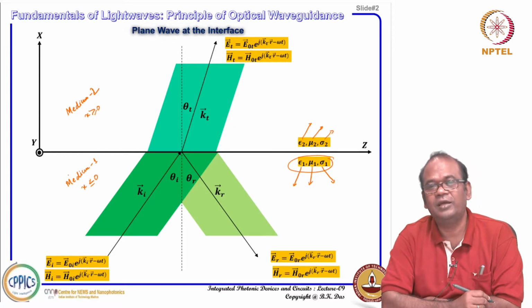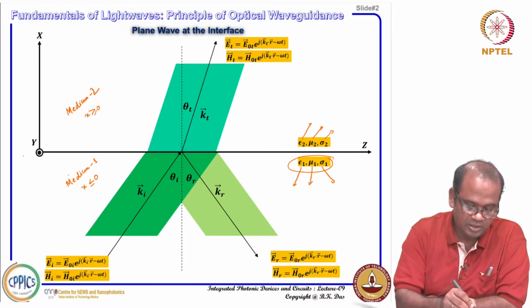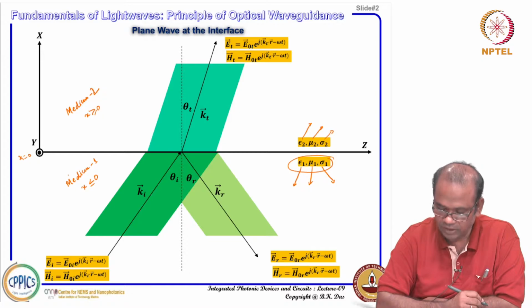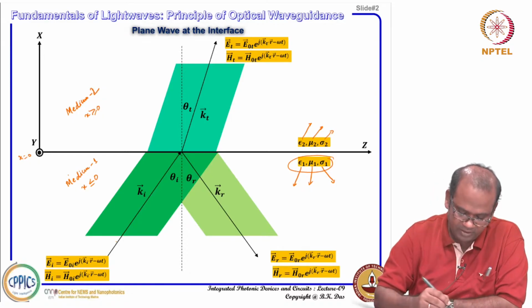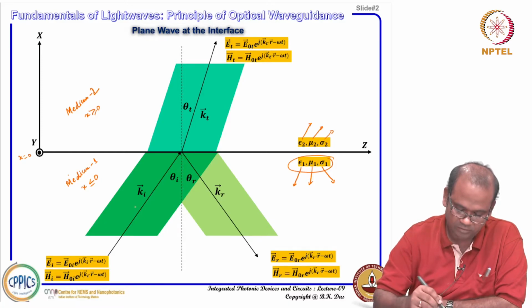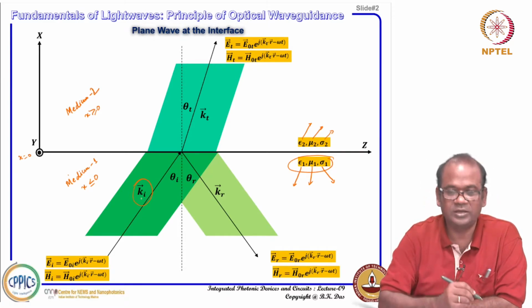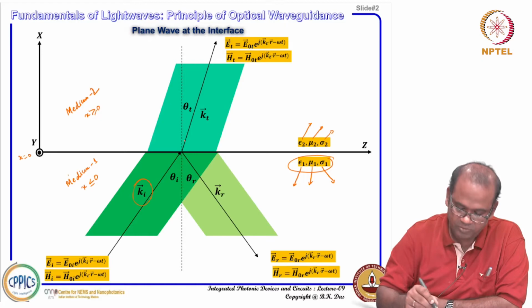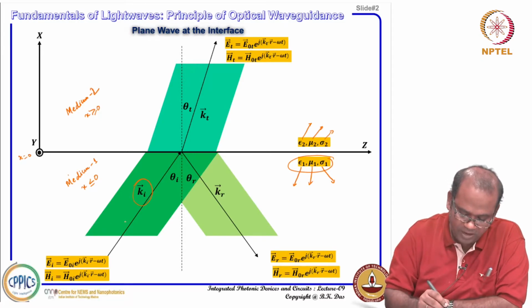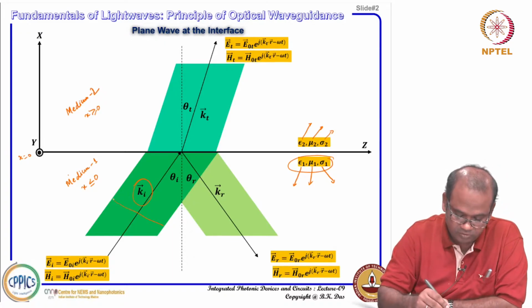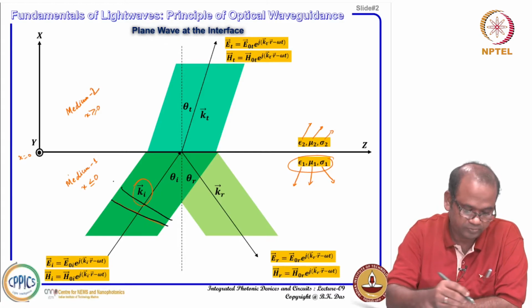So exactly at x equal to 0, the interface is there. Imagine an electromagnetic wave propagating in medium 1 with a wave vector k_i in this direction. The wave vector is a vector, of course, and it is a plane wave. Plane waves can be drawn something like this.